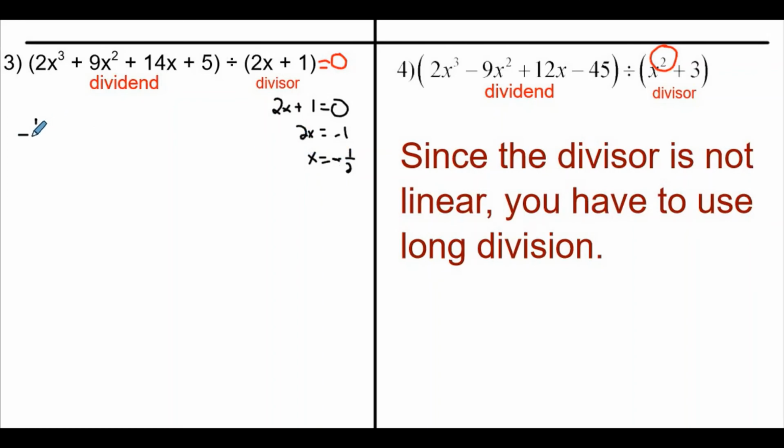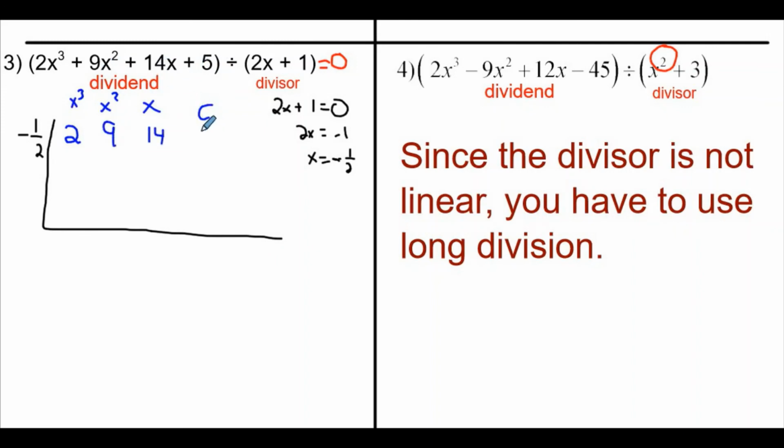So we take negative 1/2, we draw our inverted division symbol. It looks like we have a cube, so I'm going to label that I need to have a cube, I need to have a square, I need to have an x, I need to have a constant. I have a 2 for my cube, I have a 9 for my square, I have a 14 for my x, I have a 5 for my constant. So I'm going to add inside the box. 2 plus nothing is 2.